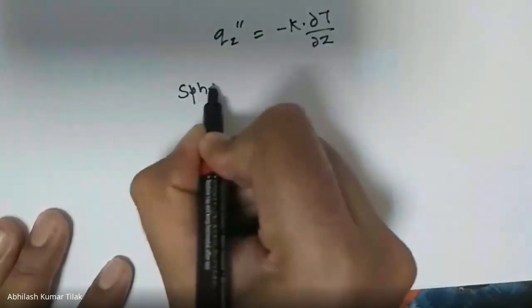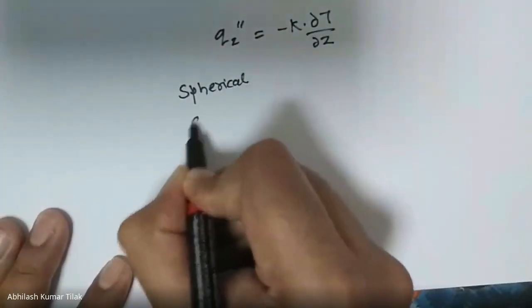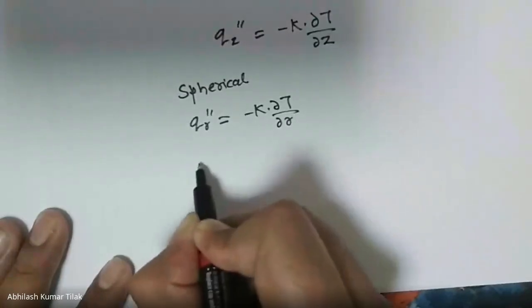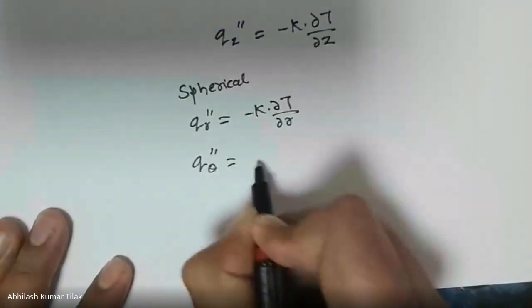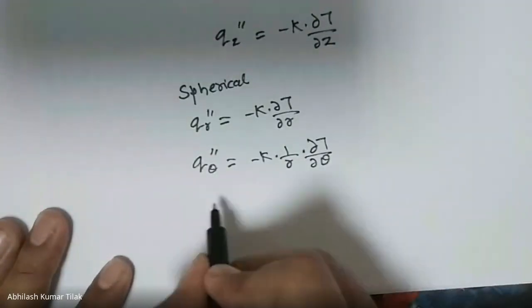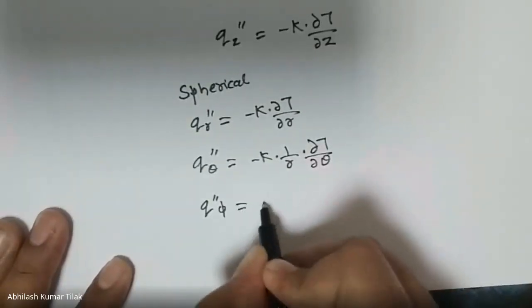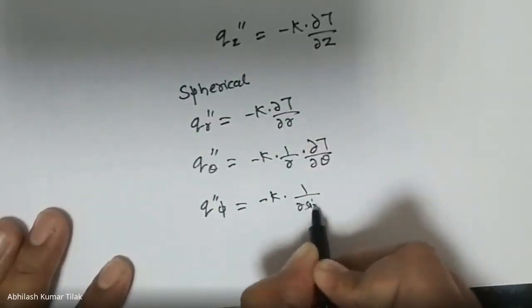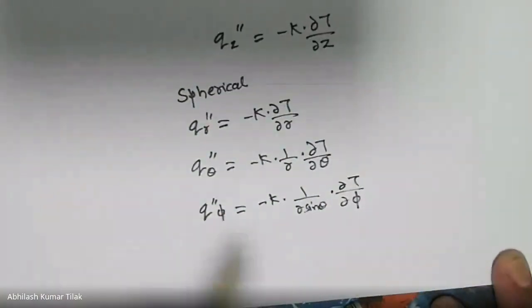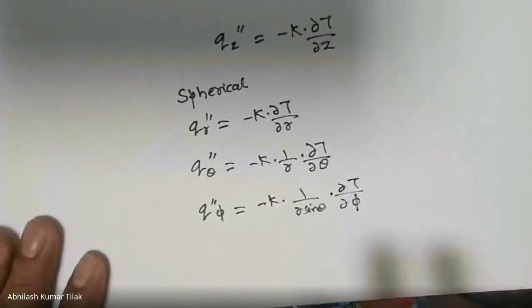Now for spherical, I am having Q R, that is in the radial direction, minus K into dT by dR. For the zenith angle direction, I am having minus K into 1 by R dou T by dou theta. And for the azimuthal direction, I am having minus K into 1 by R sine theta into dou T by dou phi. So these are the definitions of the heat flux for different coordinate systems in the different directions.